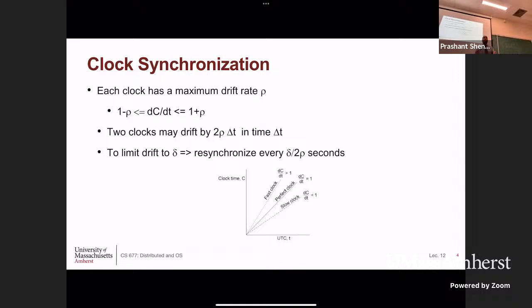Now, if you want to limit the drift to some value delta, which means you say, I don't want to be off by more than 1 second, 1 millisecond, 100 milliseconds, you pick whatever value you want as the inaccuracy you're willing to tolerate. That's our value delta. We want the clock to be off by no more than delta. Given that value delta, you have to resynchronize these clocks every delta over 2 rho seconds. They are drifting by 2 rho, you want to limit the drift to delta, so you have to resynchronize them every delta over 2 rho so that they will never be off by more than delta with respect to one another.